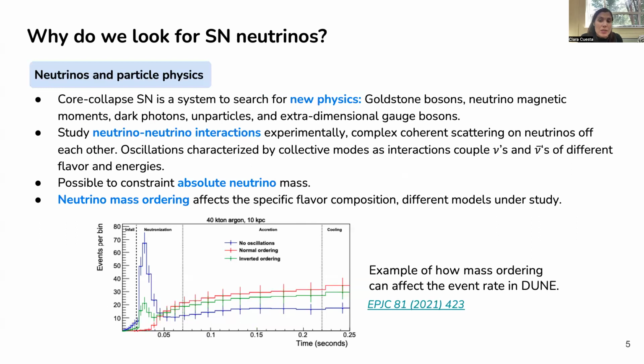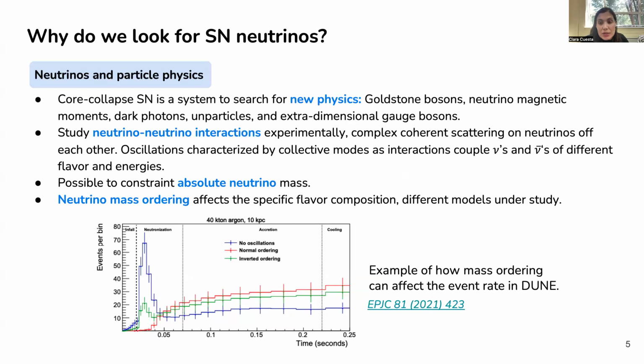A supernova burst is the only opportunity to study neutrino-neutrino interactions experimentally. But the coherent scattering of neutrinos off each other is very complex, as the neutrino density is very high and flavor transformations are not trivial. This is an active theoretical field, and the effects are not yet fully understood.